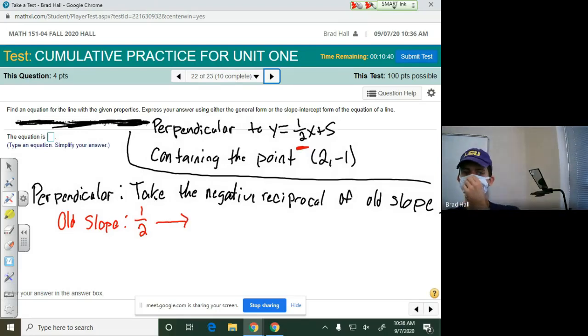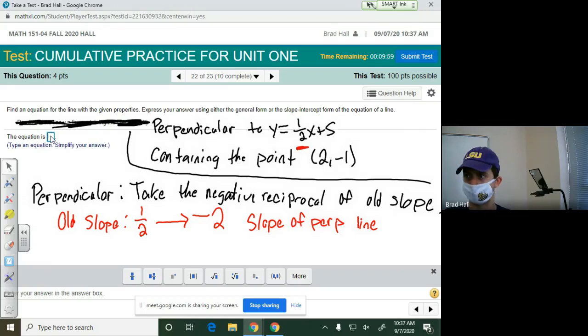So now we have to take the negative reciprocal of that. Reciprocal means flip, so 1/2 flipped is just 2. And then negative means you flip the sign. If it were positive, you would make it negative; negative, make it positive. So now this is the slope of the perpendicular line, and we already have half of the final answer, because the perpendicular line is indeed just a line.